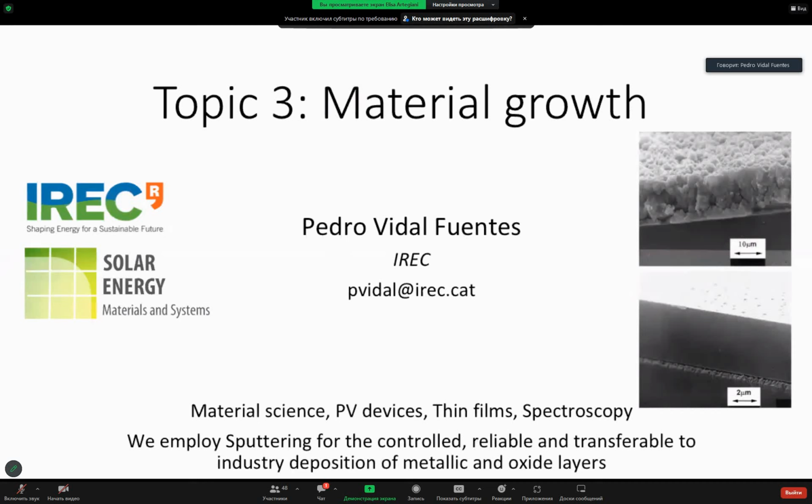I'm going to show you a little bit about material growth by sputtering. We use sputtering for the deposition of metals and oxides at IREC, as a suitable and industrializable technique to grow them. Okay, next.